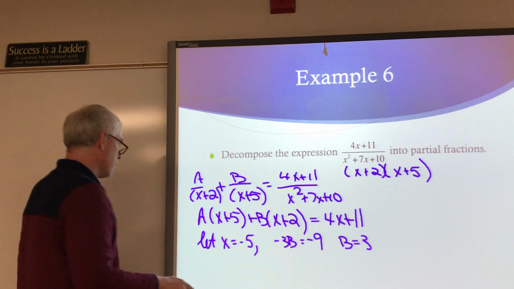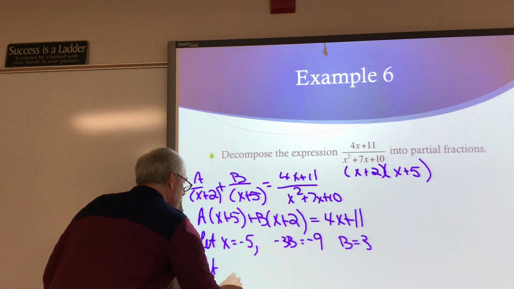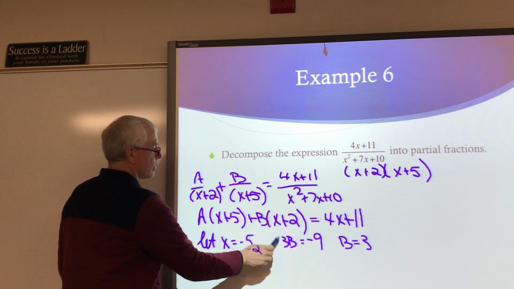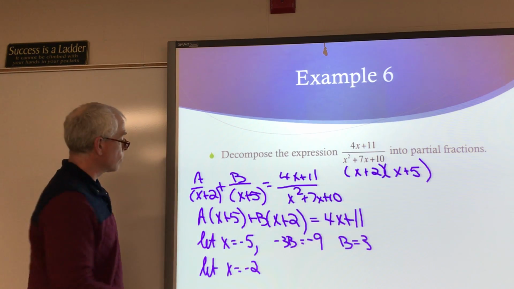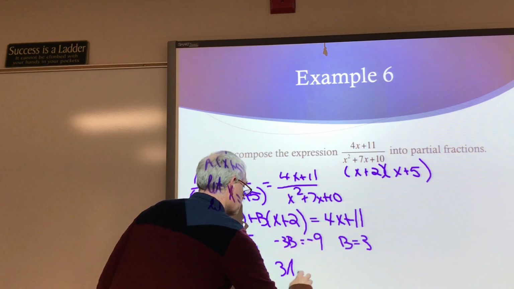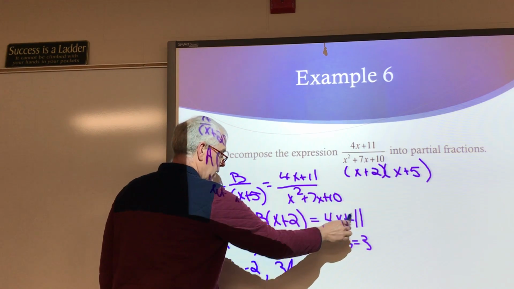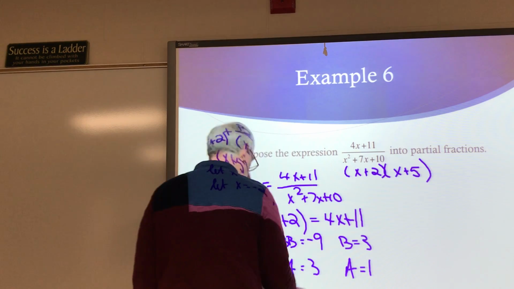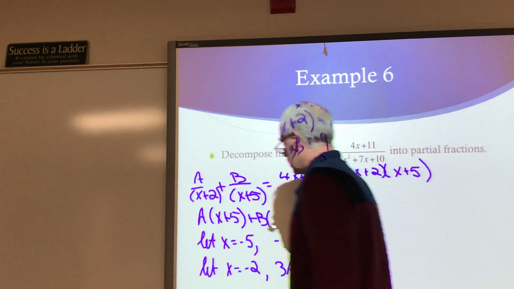Okay, good enough. And then if I let x be -2, I'm going to get a similar situation, because right here, -2 plus 2 is 0, so I'm going to lose that term. -2 plus 5 is 3, so I'm going to get 3a. -8 plus 11 is 3. This means a equals 1. Okay? Well, what does all that mean?